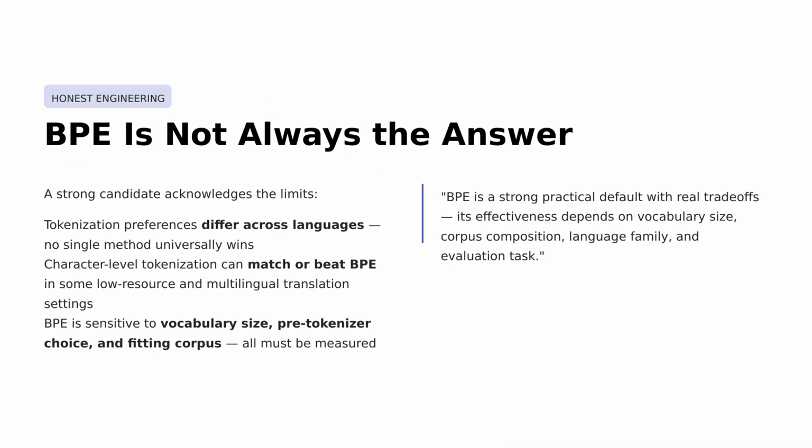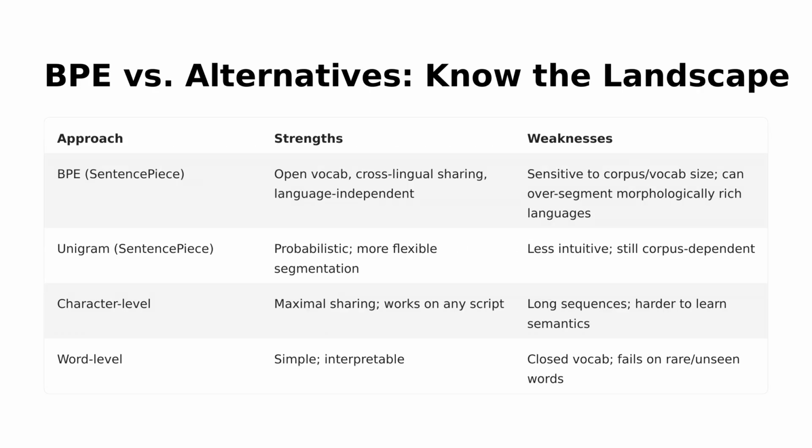To be honest, BPE is not always the answer. A strong engineer recognizes its limits. Tokenization behaves differently across languages, so there's no universal winner. In some low-resource or multilingual translation tasks, character-level models can perform just as well, or even better. And BPE itself is sensitive to vocabulary size, pre-tokenization, and the corpus it's fit on. So the right takeaway is, BPE is a strong default, but its value depends on what you're building and how you measure it. Here's the landscape of common tokenization approaches.